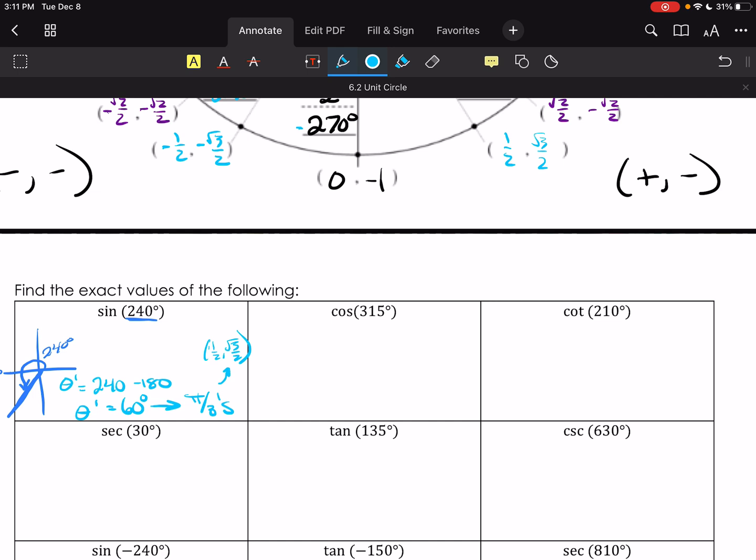So I want to identify what trig value I'm evaluating, whether I'm dealing with x or y, and then I want to figure out what quadrant I'm in. For the sine, I'm in quadrant 3. So that means that this is negative, and I'm dealing with sine, which we said was y. So I want the y value of my pi over 3s in quadrant 3, so I want it to be negative. So the sine of 240, the y value at 240 degrees, is negative root 3 over 2. Okay.